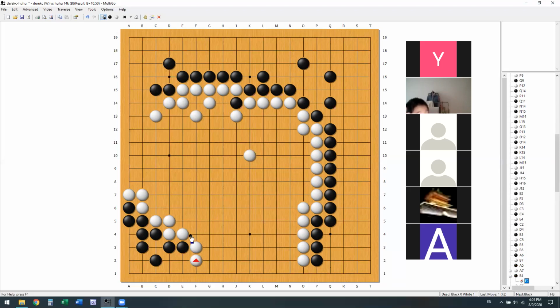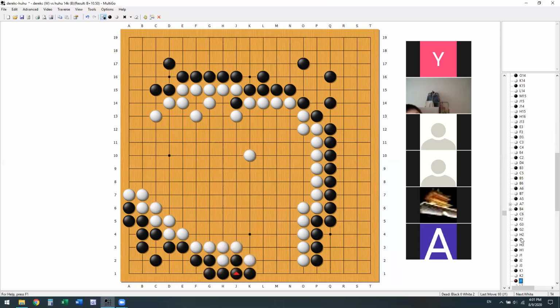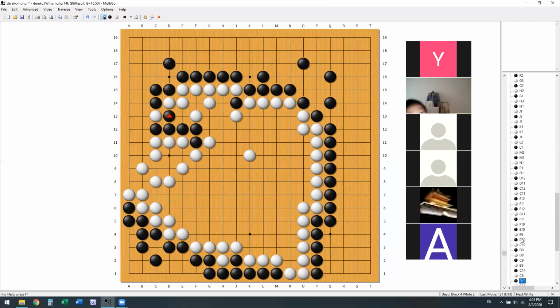Yes. So this is what white should do. Other than that, both of you did a very good job. Who wins the game? Black wins by 10.5 points. That's not a very big difference. It's close.